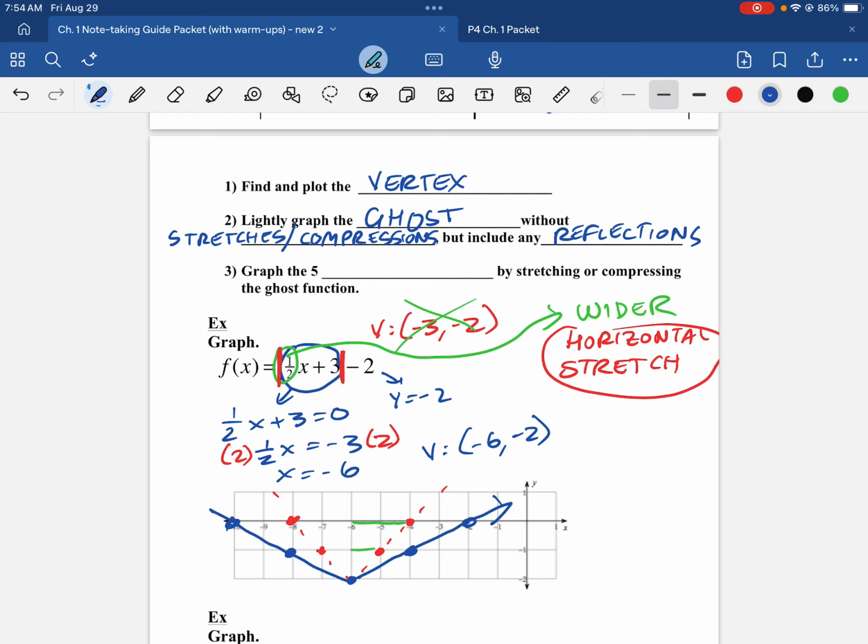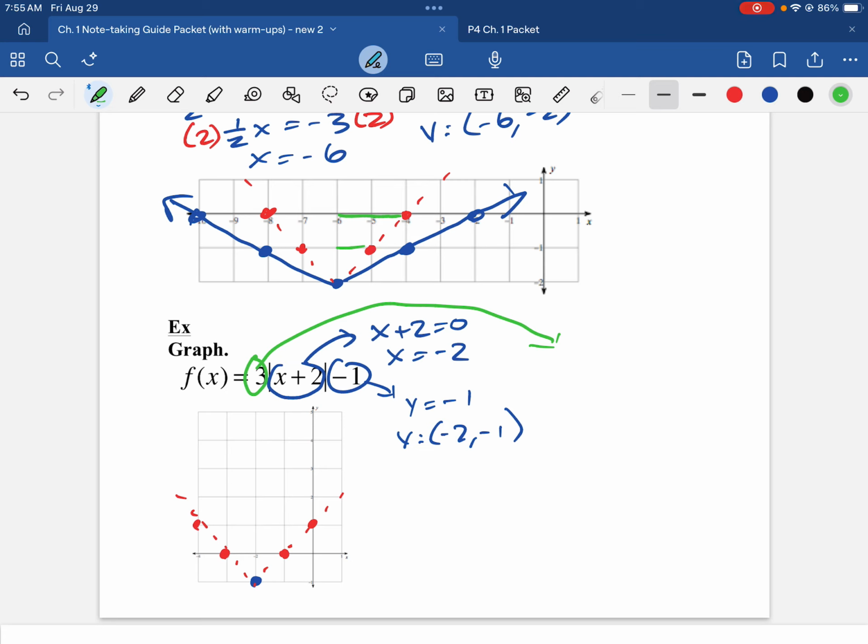So let's think about the 3. That's what's going to cause the stretch or compression. First I'm thinking wider or narrower. Well, that's a number more than 1, so it's going to get narrower. And then I'm thinking horizontal or vertical. Well, this one isn't touching the x on the inside. That means it's going to be a vertical change.